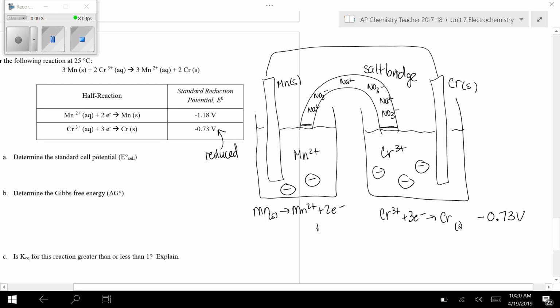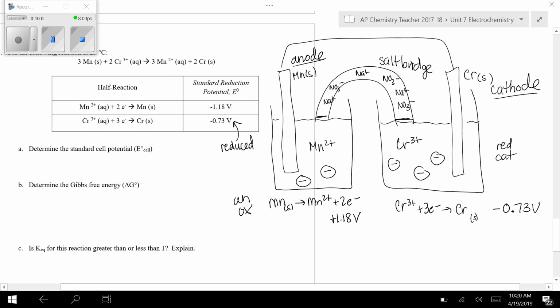So when you flip this reaction, you flip the sign. And thinking about vocabulary, we can say, look, this is a reduction. So red cat, I can now call my chromium electrode the cathode. And over here, this is an oxidation, which I know because we're losing electrons. So an ox, that means my manganese is the anode. All right. And I can find the cell potential by adding up my half reactions here. When I add them up, I like to write them one right above the other. So I'm going to rewrite this one over here.